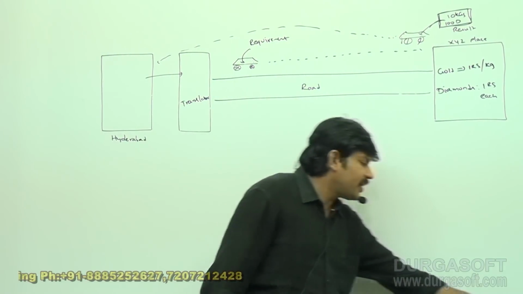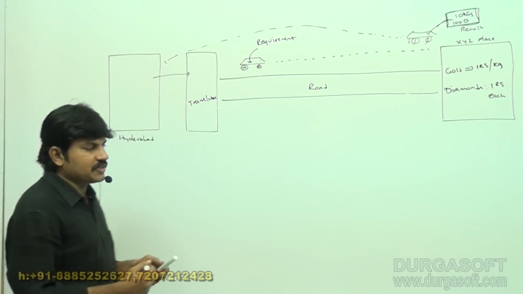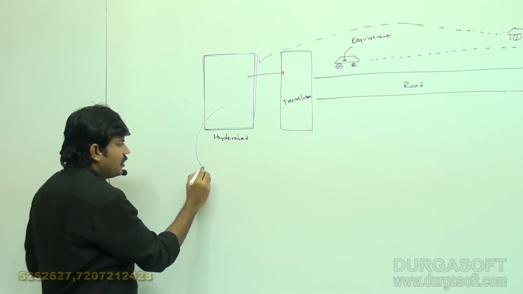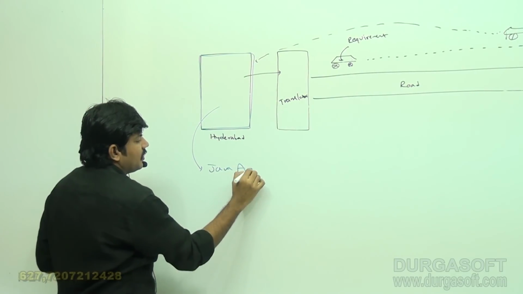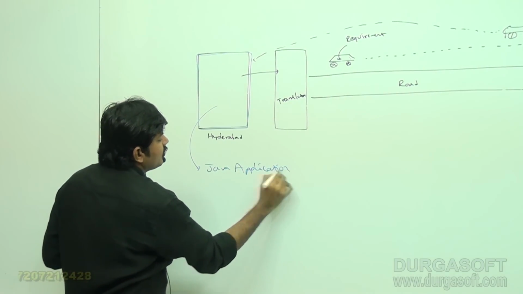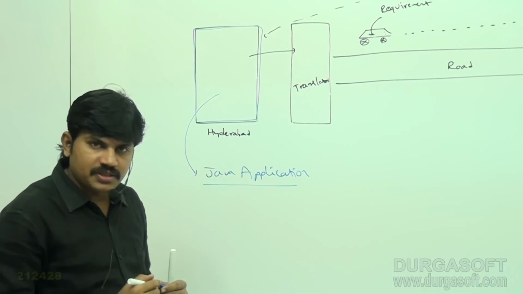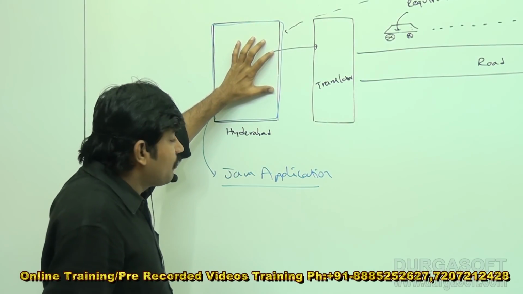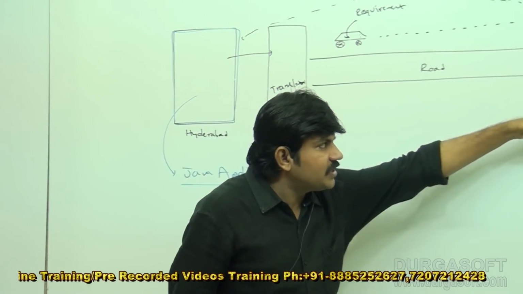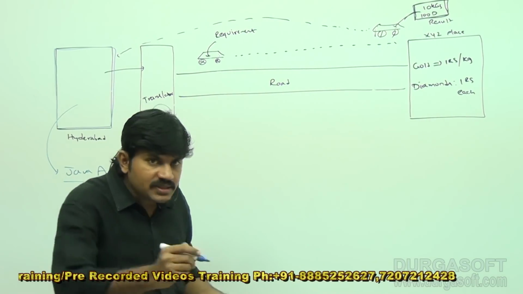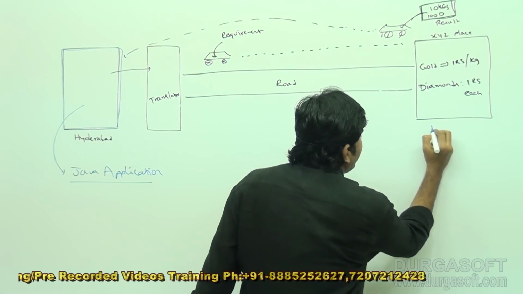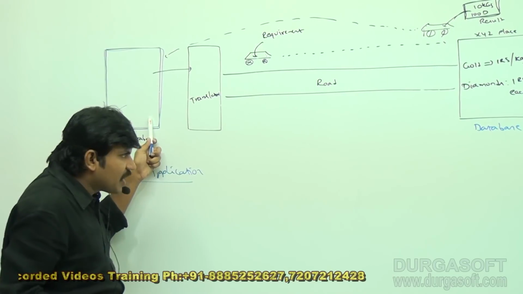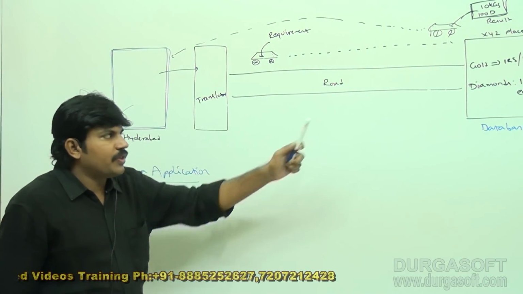Sir, currently where am I? I am at Hyderabad place. Assume that this is nothing but a Java application. Now, here, XYZ place where gold is available is nothing but the database. From the Java application, I want to communicate with the database.